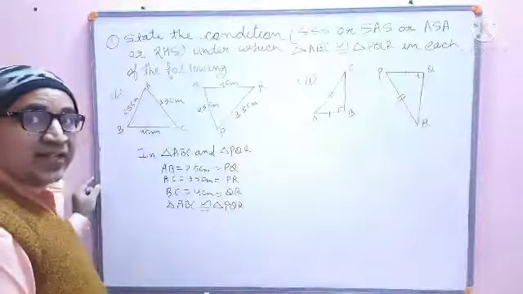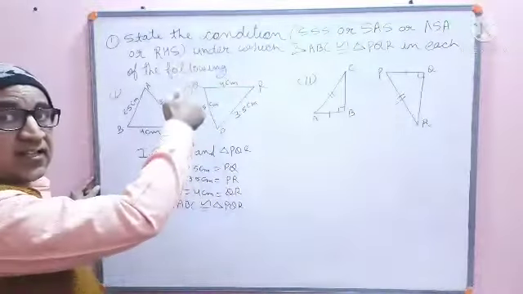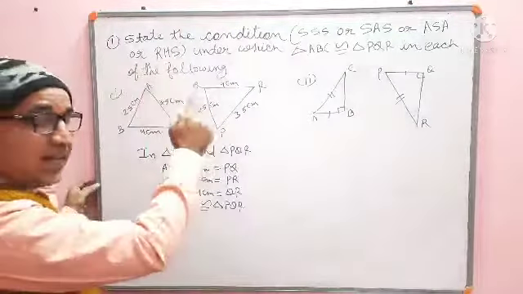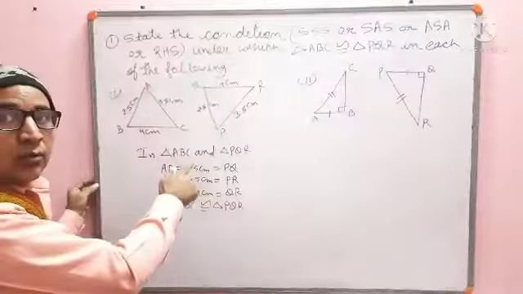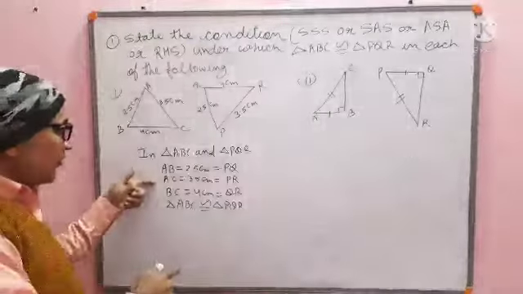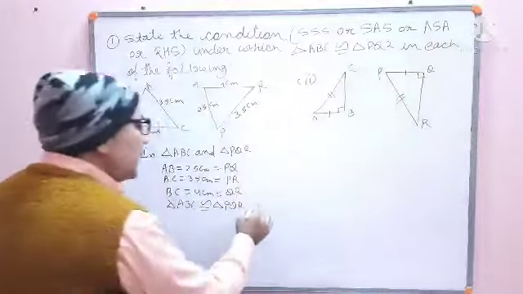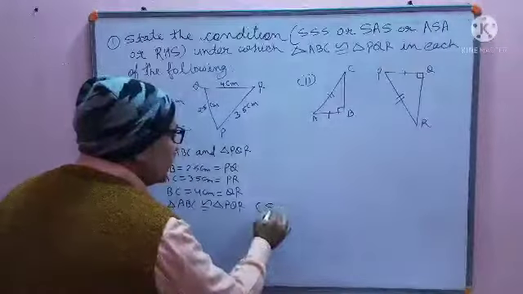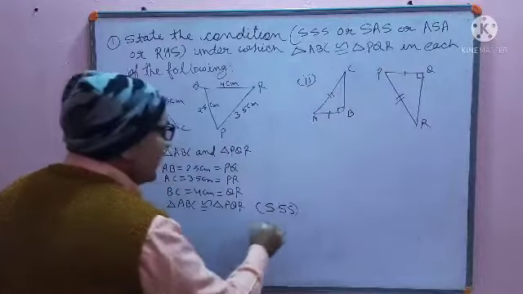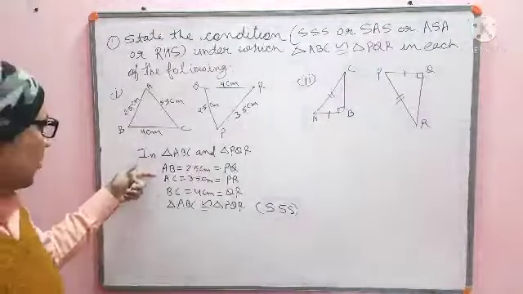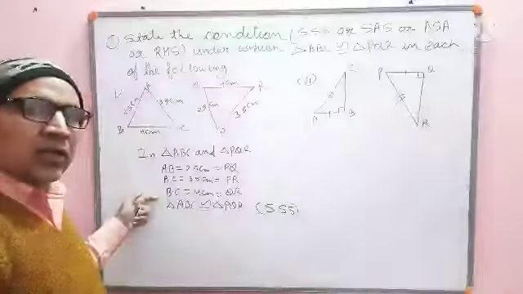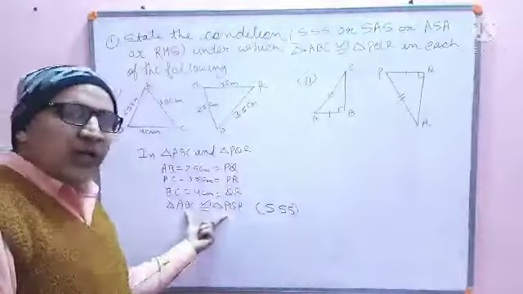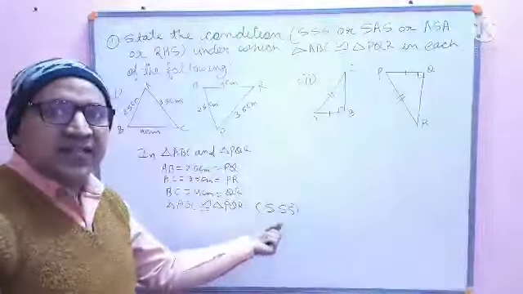And what is the criteria that the question is asking? By which criteria are the triangles congruent? The method of solving congruency is this, and the criteria is written here: side, side, side. Because all the three sides are equal, the triangles are congruent because of side, side, side.